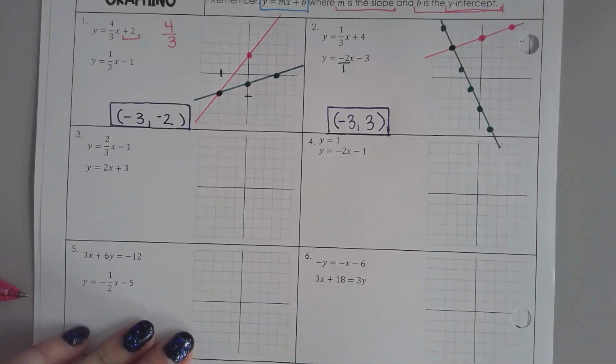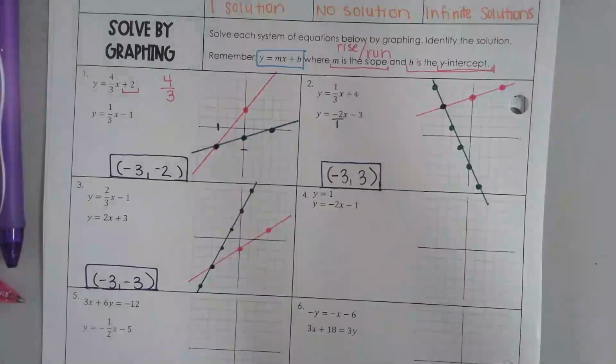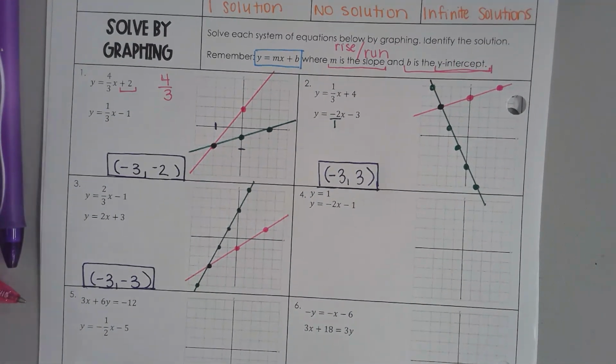I want you to try number 3. So your point where they intersect is -3, -3.